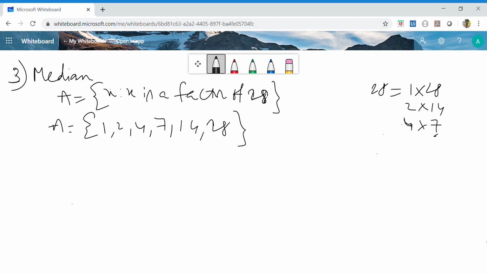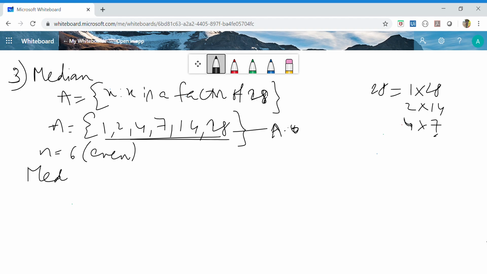And ascending order is the same. So this is only the ascending order of observations. And number of observations is how many? 6. What is that? Even number. If even number of observations are there, then what is the median?